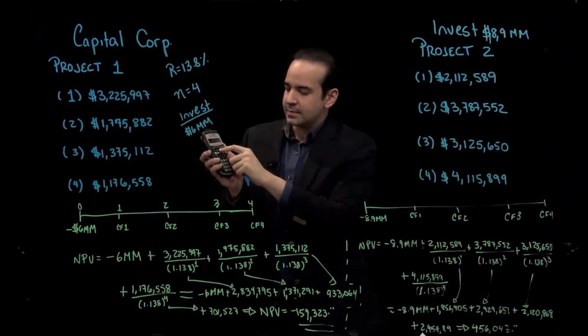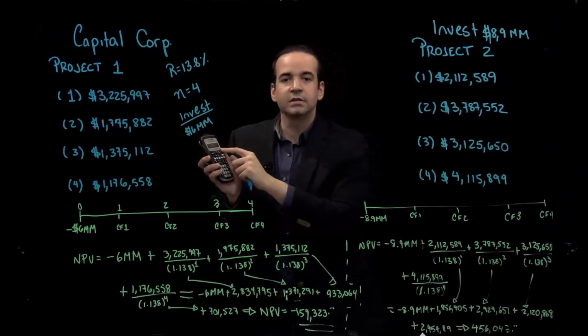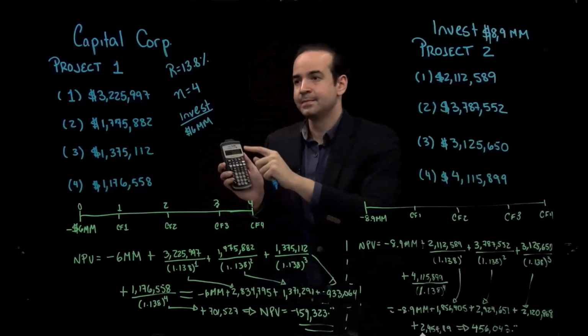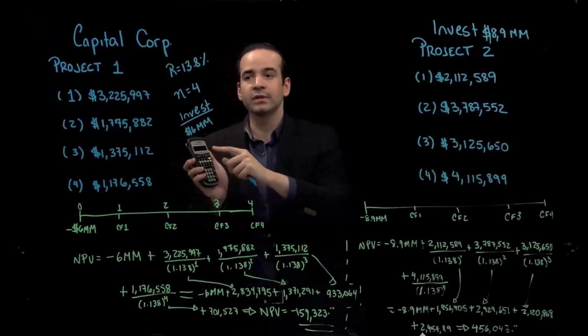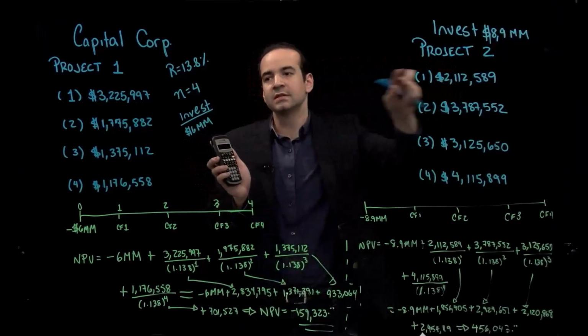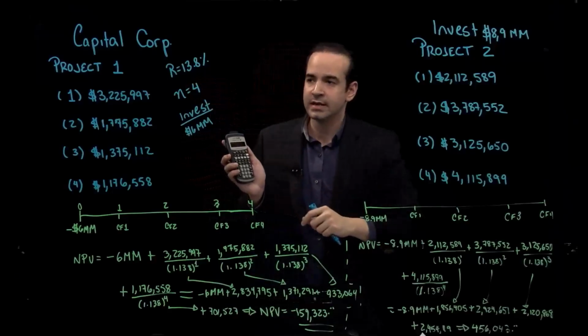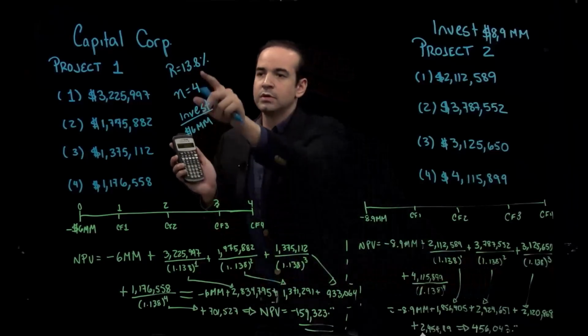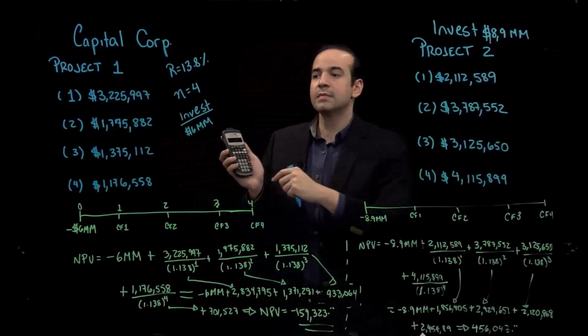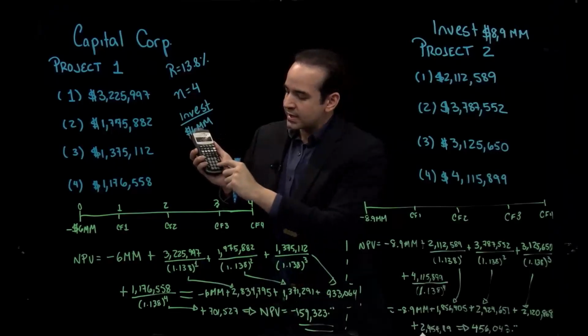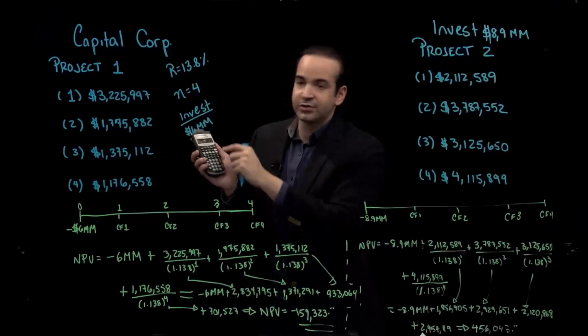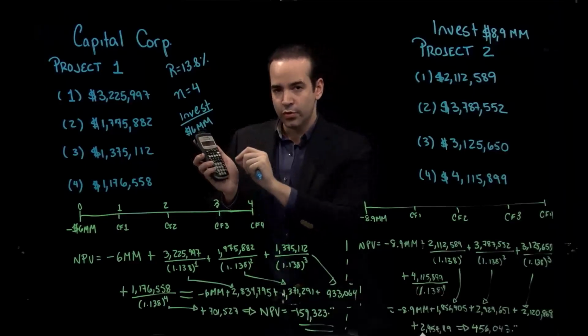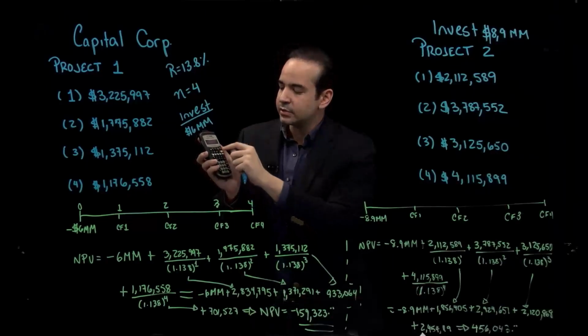And then once we have plugged all of the values of the cash flows, we just press compute, and then we press NPV. Then it's just going to ask us for the discount rate, which is I. And I, or the discount rate, in both of these cases is 13.8. Now remember, here we're plugging these values as a decimal. In the calculator, we're plugging them as an integer. So we just press 13.8, not 0.138, just 13.8, and then enter.